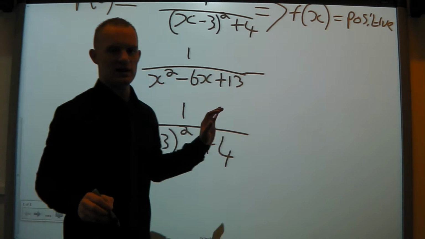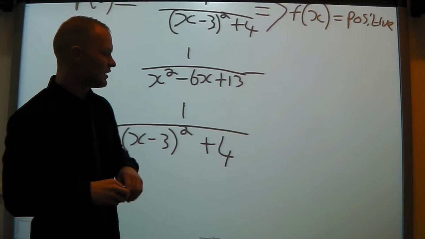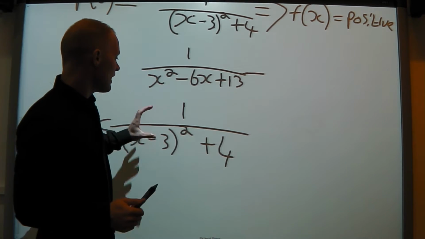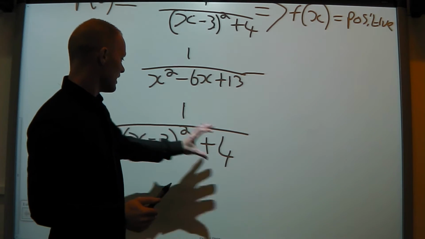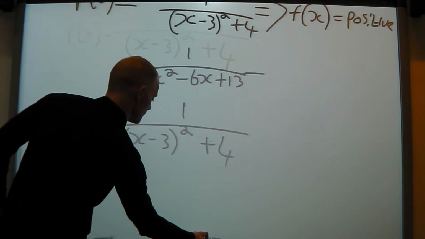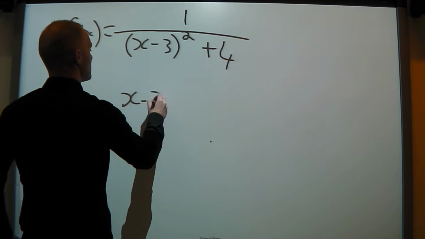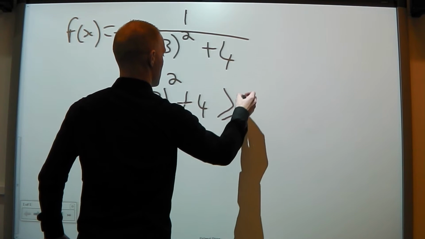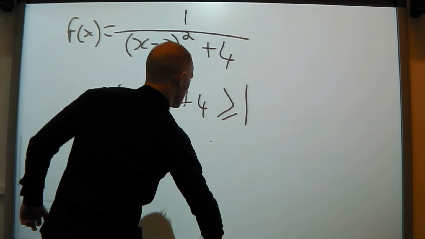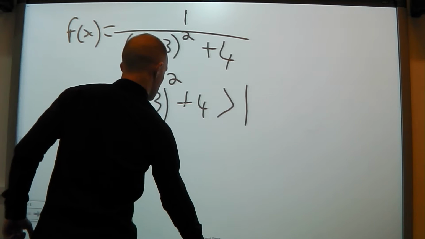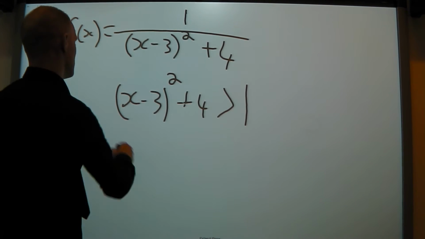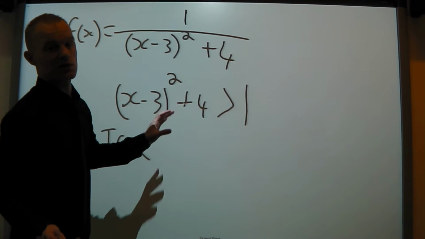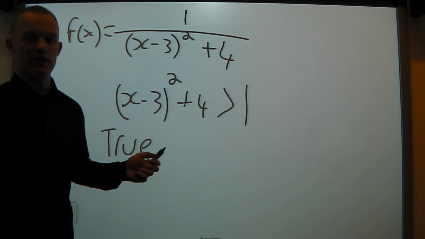Now we're asked to show that this is less than 1. So basically, if the denominator is greater than 1, that means the whole result is going to be less than 1. So all you have to do is prove that the denominator is greater than 1. So we have to prove that (x minus 3) all squared plus 4 is greater than 1. And that's definitely true. Straight away we can see that's true, because 4 plus a positive number is always going to be greater than 1. So that's really all you have to write for that question.